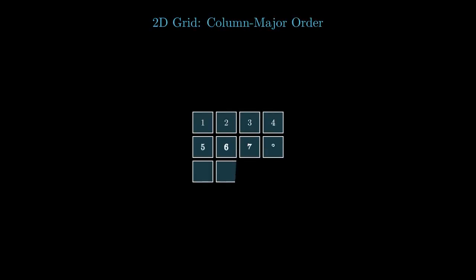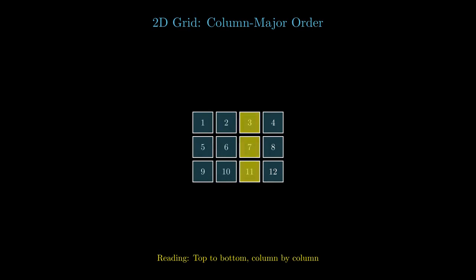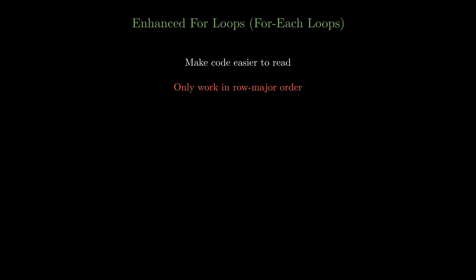Refer to the 2D grid diagram below. You'll notice the array is now being read top to bottom, column by column. Each column is visited completely before moving on to the next one. Now let's talk about enhanced for loops, which are also known as for each loops. These loops make the code easier to read, but they only work in row major order. In the Java code snippet below, we loop through each row first, then each element within the row.